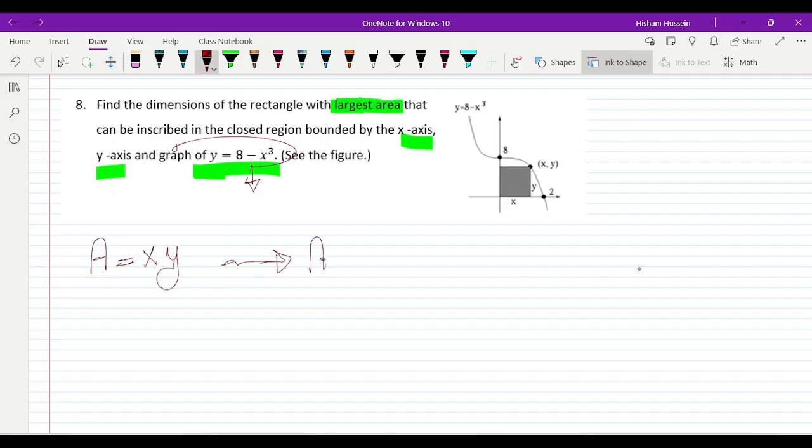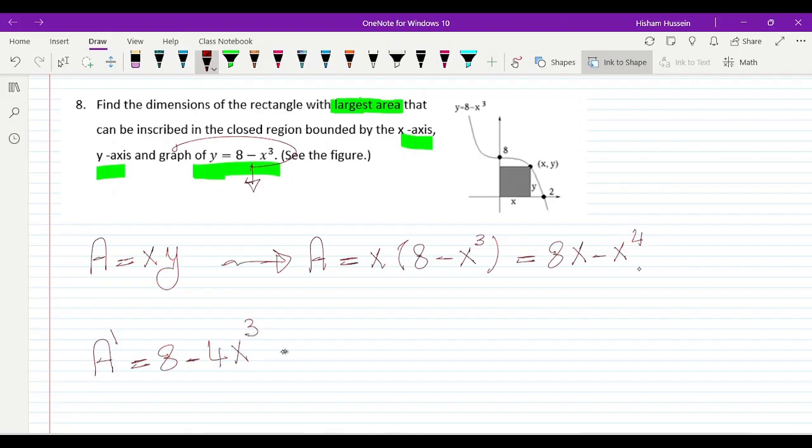So A equals x times (8 minus x to the power 3). We can write it as 8x minus x to the power 4. Differentiate to find the critical points. A dash will be 8 minus 4x to the power 3 equal to 0. Then x to the power 3 equals 2, which means that x equals the cubic root of 2.